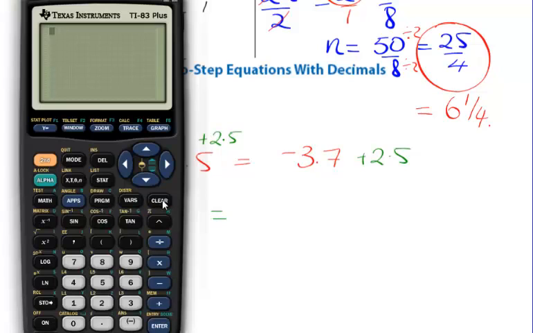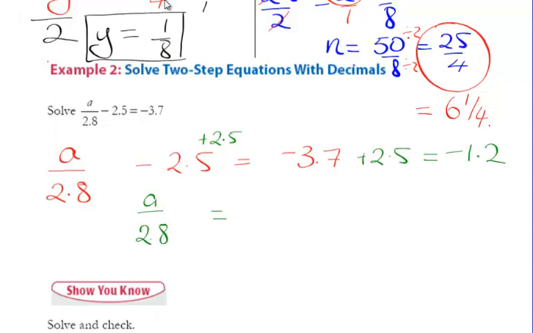So on the right-hand side, I've got negative 3.7, and I've got plus 2.5. And that's equal to negative 1.2. So I've got A divided by 2.8 is equal to negative 1.2.